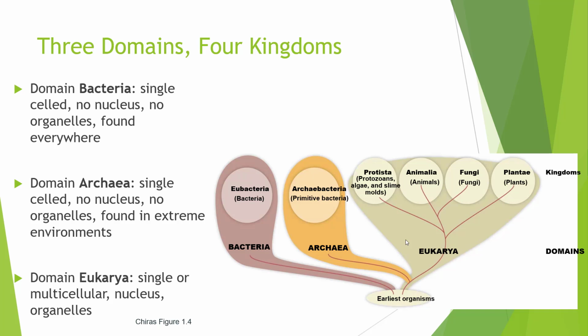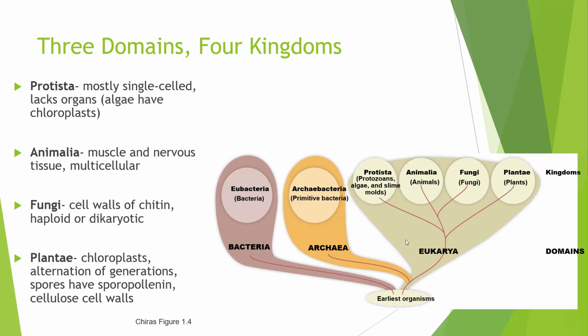Now, within the eukaryotes, we're looking at the four kingdoms. First kingdom is the Protista. These are mostly single-celled organisms. You can find them in pond water. They do not have organs because, well, they're mostly single-celled. Now, I do want to point out that there is a group within the Protista that are called the algae. They have chloroplasts and they are photosynthetic, and they do have multiple cells. We are not covering them in horticulture, but they're very, very similar to the things we will cover.